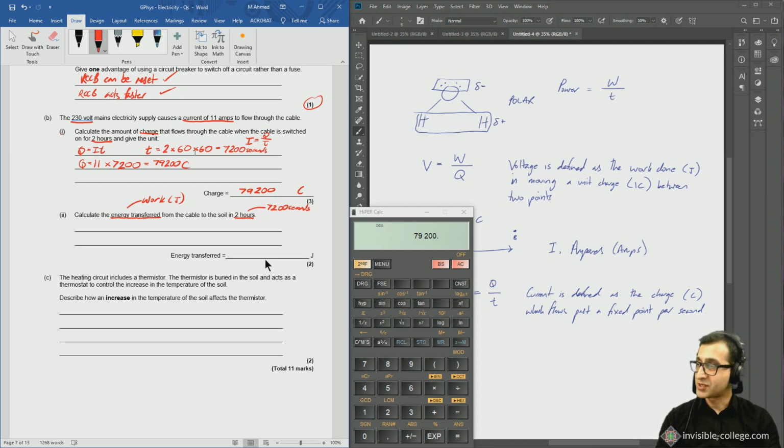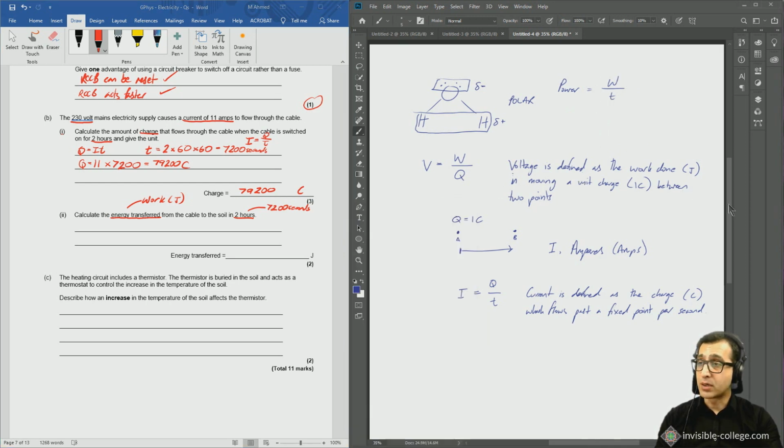Okay, already some suggestions. So some of you are saying that, again, good, you're following the correct method. So remember, power is energy transferred by time taken. Well, how do we calculate power? Because we don't have the power. We have time. We don't have the energy transferred. We're trying to work that out. So we can't use the general equation for power. There are other equations for power, though.